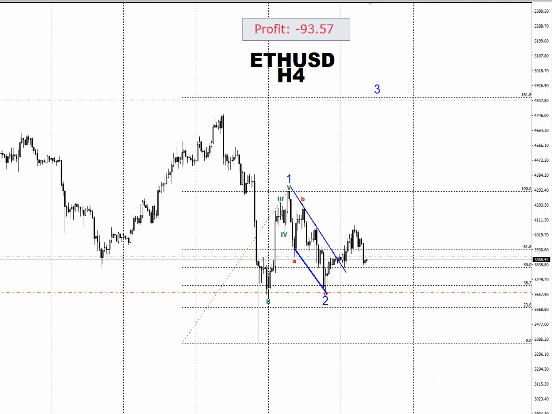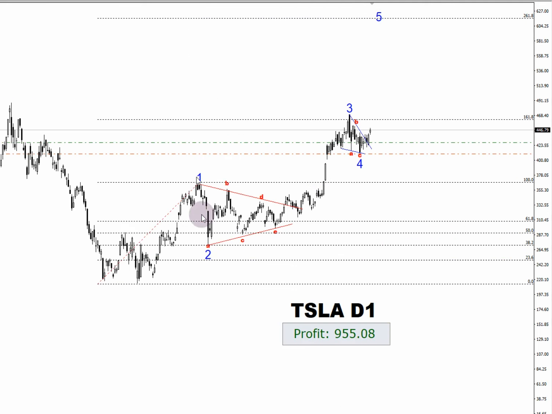Alright, let's move on, guys. Next instrument, stocks. Let's take a closer look at Tesla's stock performance. Last week, I also shared with you a recommendation on both Instagram and Telegram, highlighting that an intriguing wave model is currently forming for Tesla stocks.